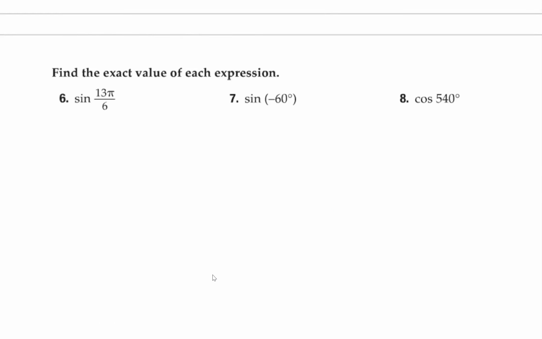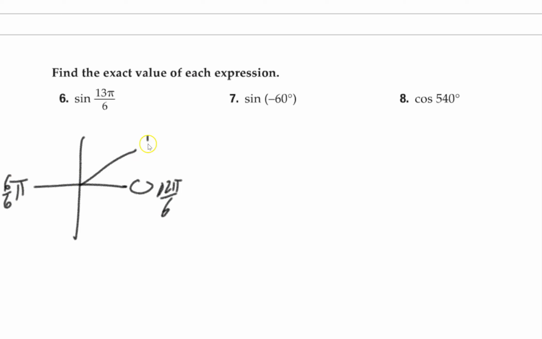Last couple. Sine of 13π/6. So here's 0, here's pi. 6π/6 is right here. If I go around again, this is 12π/6. Right, because 6, another 6. I got to go 13, so I'm a little bit more. Hey, I'm back in quadrant 1. And since it's over 6, it's a 30-degree angle. Again, if you're doing a table, you're done. Just look at it.